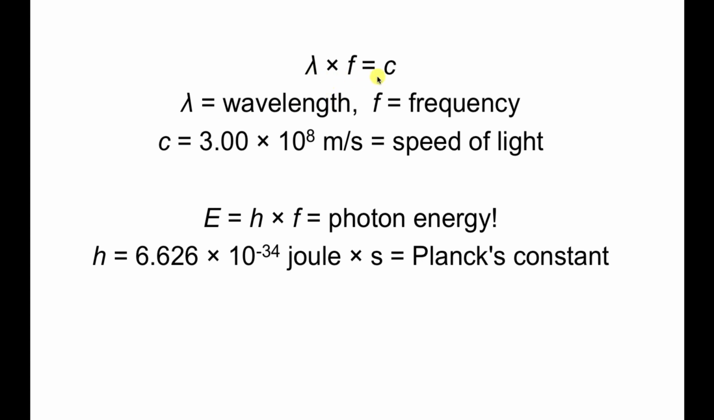So again, this is a kind of a more symbolic way to write that equation. We talked about wavelength times frequency equals the speed of light. So this is the Greek letter lambda. That's what we typically use for wavelength. Multiplied by the frequency, f, you get c, the speed of light, 3 times 10 to the 8 meters per second.